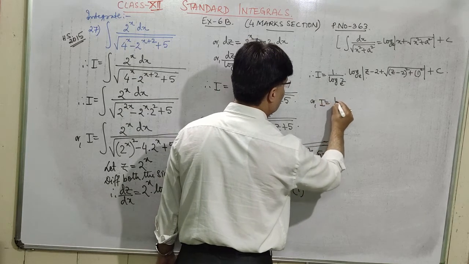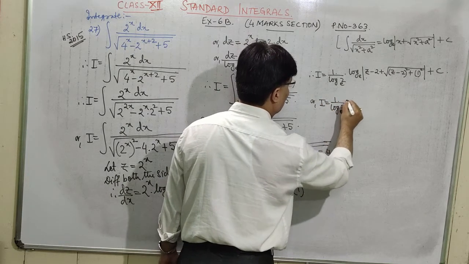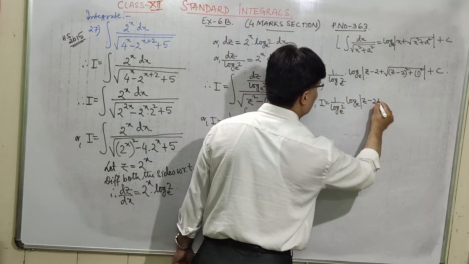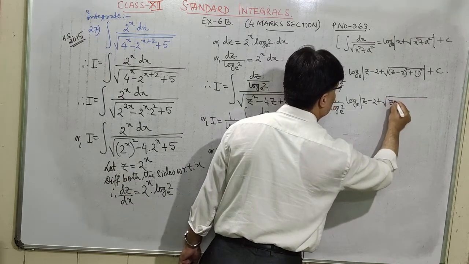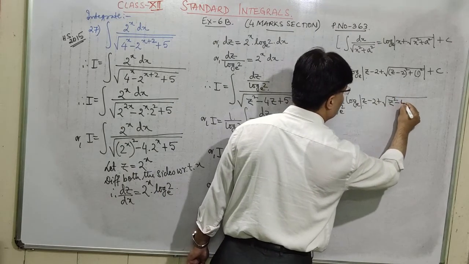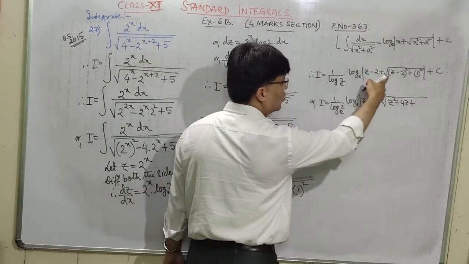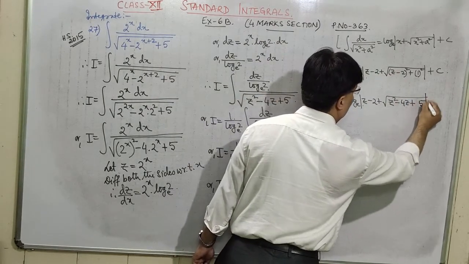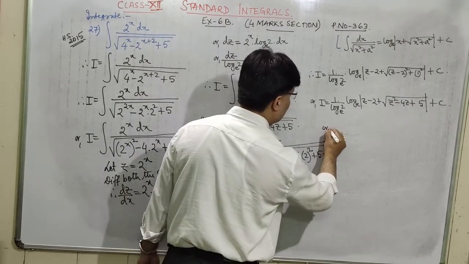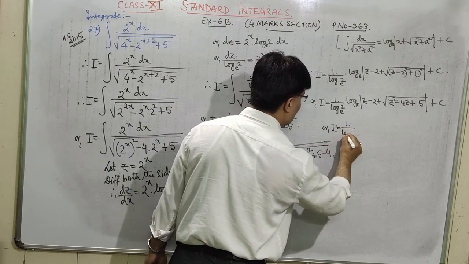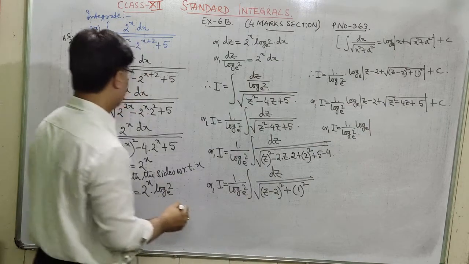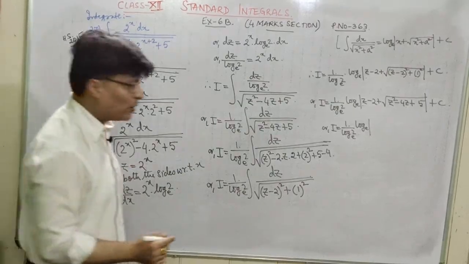Or I is equal to 1 by log 2 base e, log within mod, here the base is e. So this is z minus 2 plus root over, how much is it? Z square minus twice ab. What is twice ab? 2 into z into 2, that is minus 4z plus 2 whole square is 4. 4 plus 1 is 5. Mod sign closed plus c. So let us put the value for z in this case. So or I is equal to 1 upon log 2 base e into log base e. What is z? Actually, what was z? It is 2 to the power x.